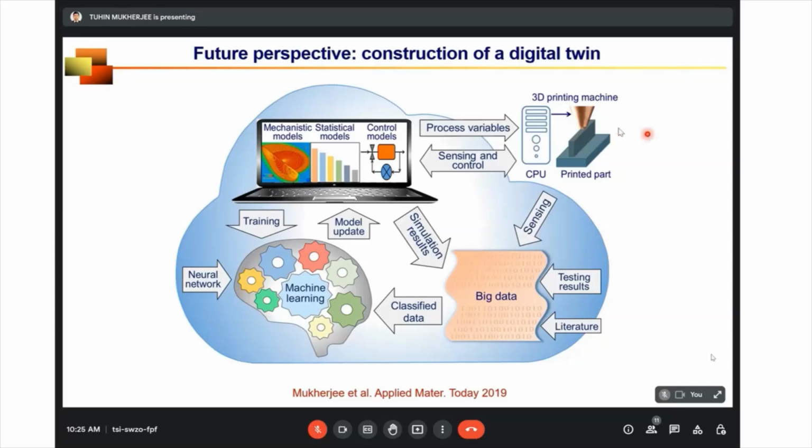We can take that idea and eventually construct a digital twin for additive manufacturing. We published this idea in Applied Materials Today a few years ago. Essentially, it has to have some essential components: a combination of mechanistic, statistical, and control models, data-driven tools such as machine learning, and a big database that will have the simulation data, testing results, all literature data, and the sensing and control data obtained during the experiment, so that we can synthesize all the data using the data-driven tool and improve the model. That way we can continuously improve the quality, serviceability, and reliability of the part and make additive manufacturing better.